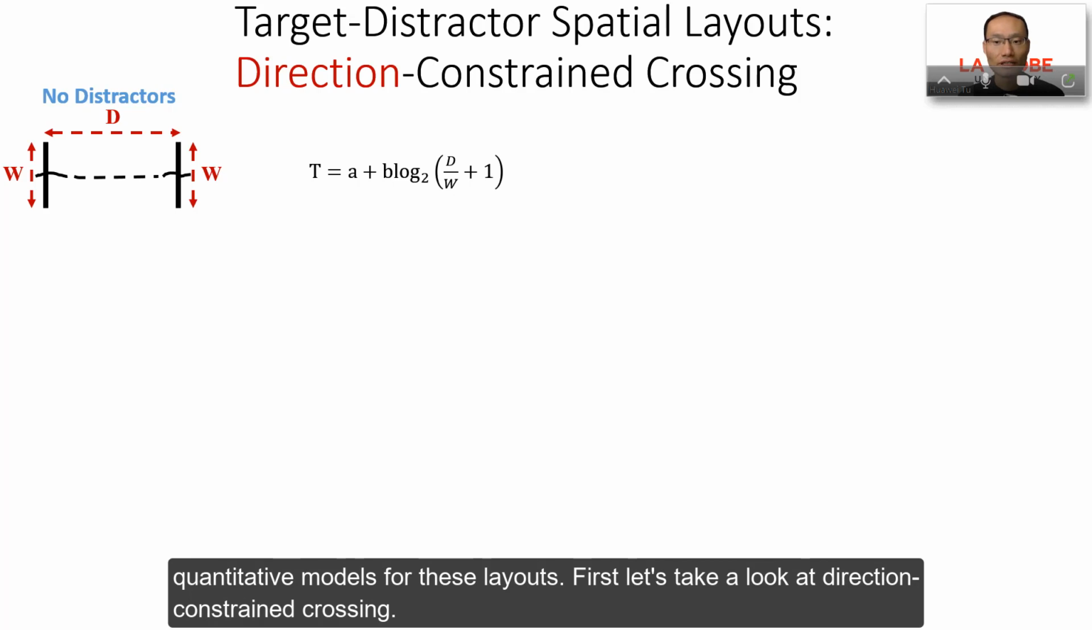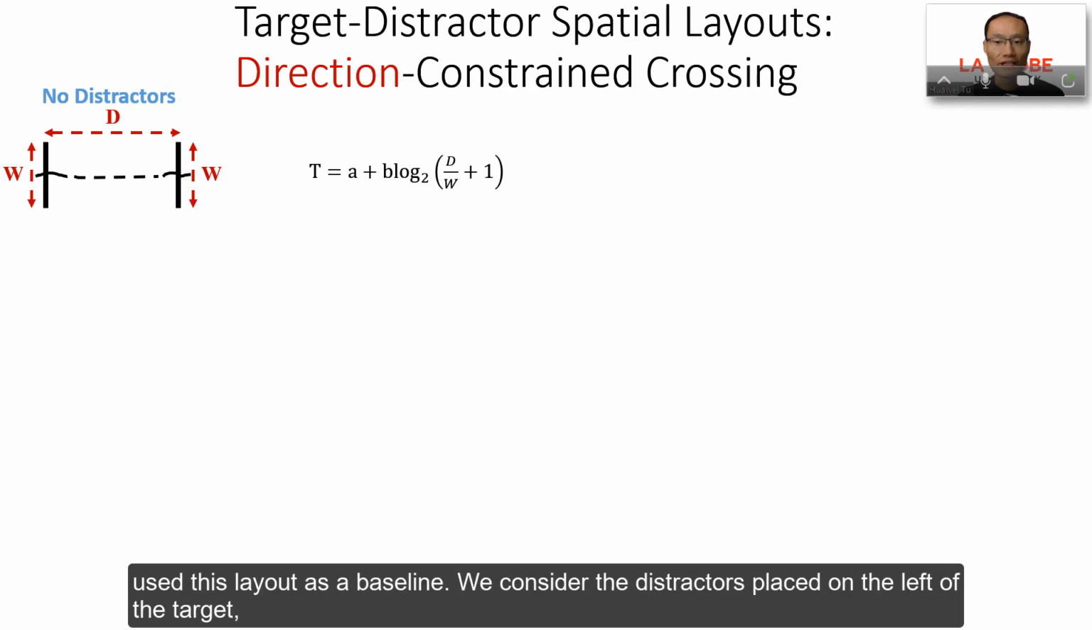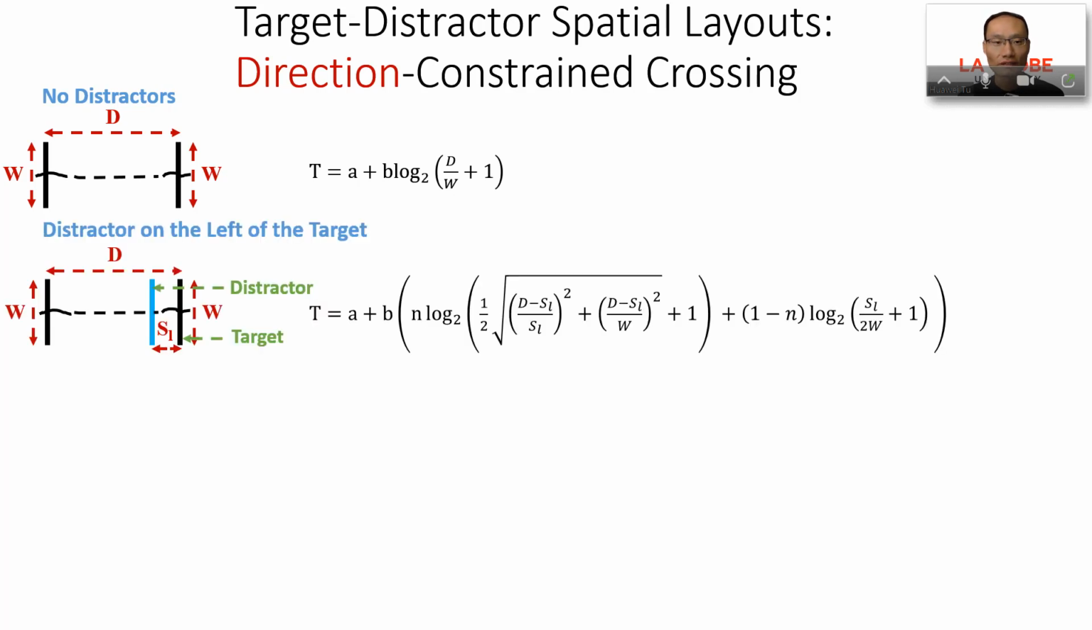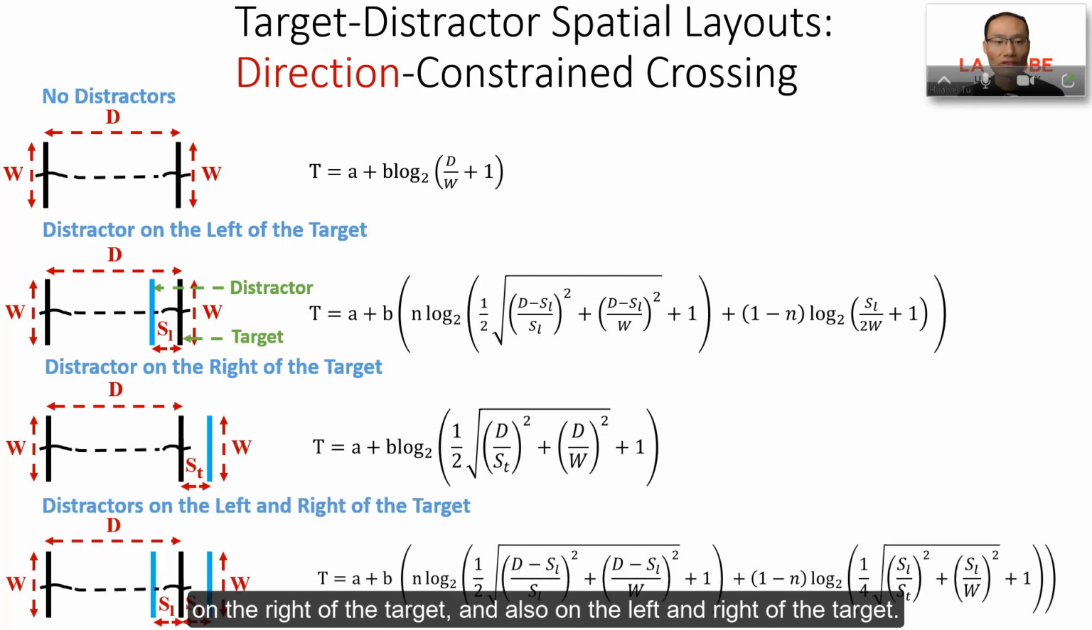First, let's take a look at direction constraint crossing. This is a layout without distractors. 2 vertical targets are each crossed from left to right. We used this layout as a baseline. We consider the distractors placed on the left of the target, on the right of the target, and also on the left and right of the target.